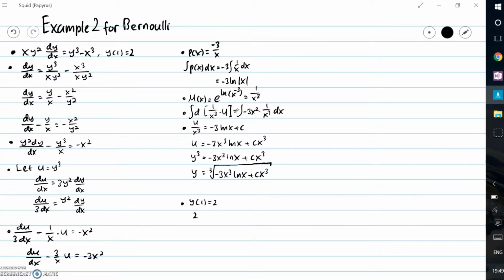Given the information that y(1) equals 2, we can calculate c, which is 8. By putting c back into the equation, we now have the final equation, which is the cube root of -3 ln x plus 8x cubed.